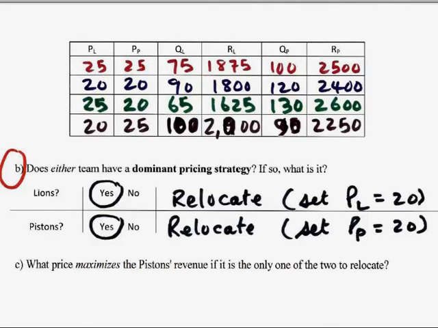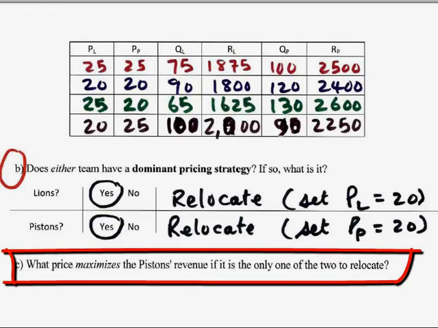The next question asks what price would maximize the Lions' revenue if it was the only one to relocate, implying that we should not decide that the price of 20 would actually maximize revenue, but we have to use a formula to determine that. And then the last question would be what price would maximize the Pistons' revenue if it was the only one of the two to relocate.